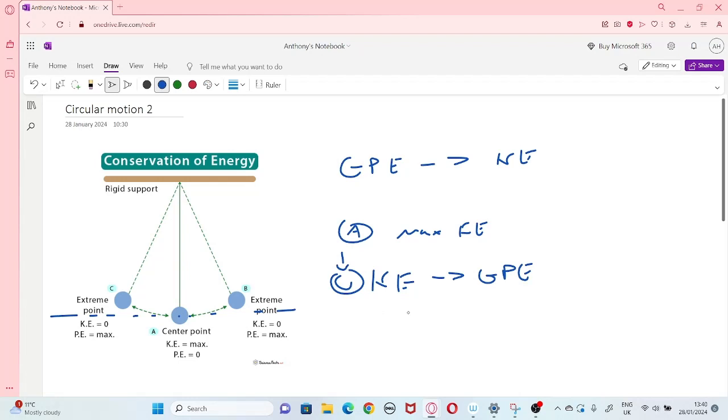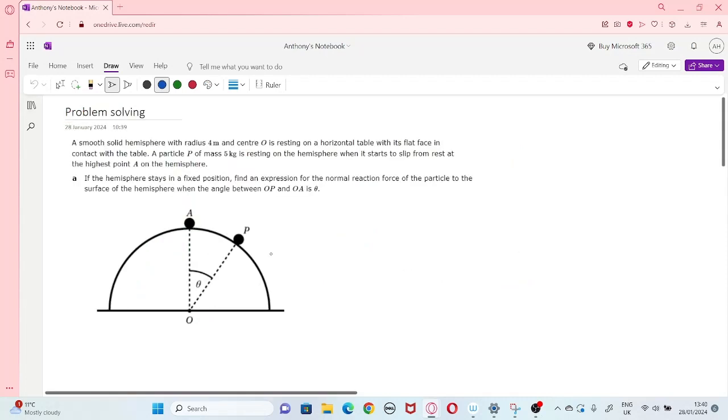Once it reaches its maximum height, the velocity will be 0, because the object will begin to change direction, going towards A. So that's why at point C, at maximum height, we have only gravitational potential energy, right? And basically this is conservation of energy, where no energy can be created or destroyed, it's only transferred.